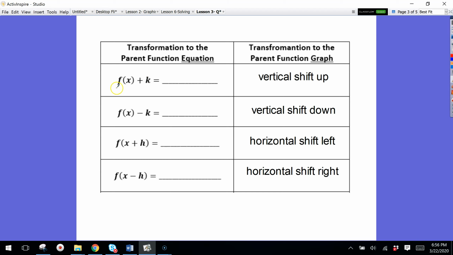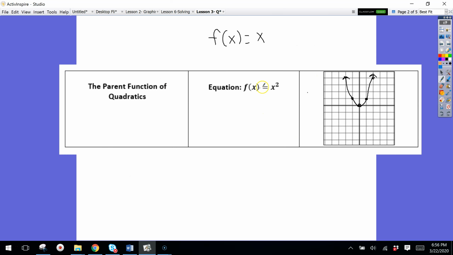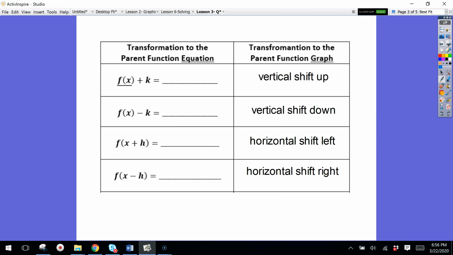So now let's remember what our function is. Our function is f of x equals x squared. If I take x squared and I add a number to it, that is going to make a vertical shift up. If I take x squared and I subtract a number from it, it's going to create a vertical shift down.